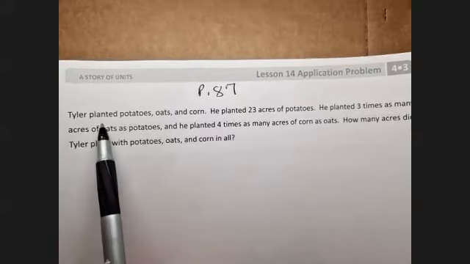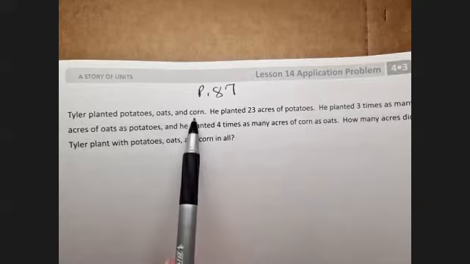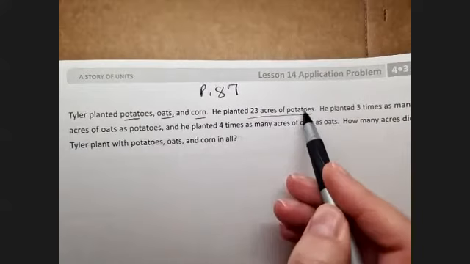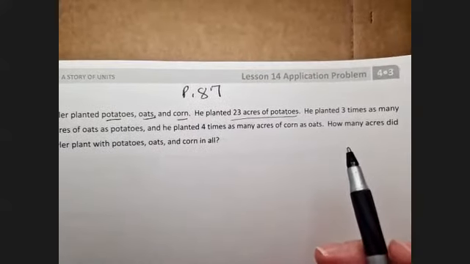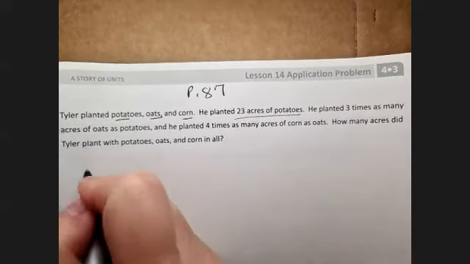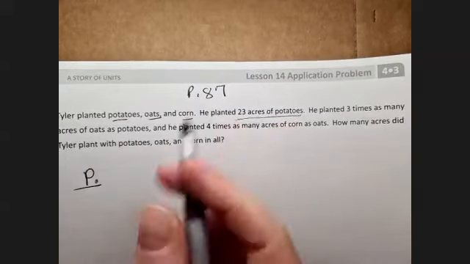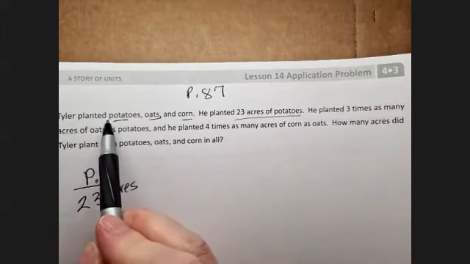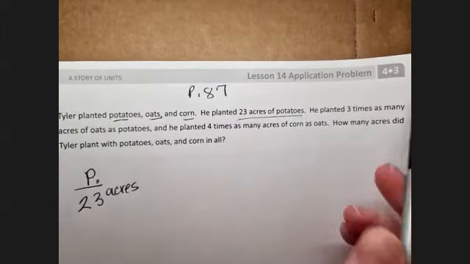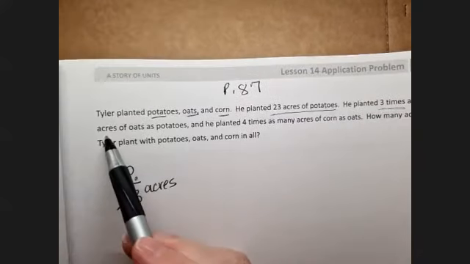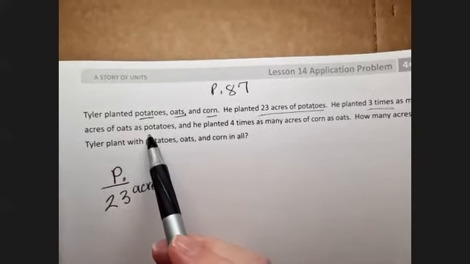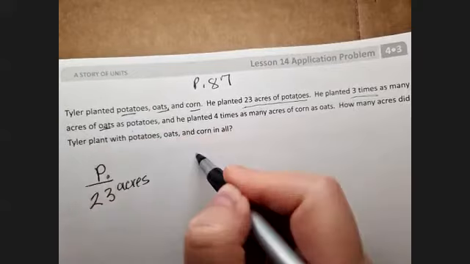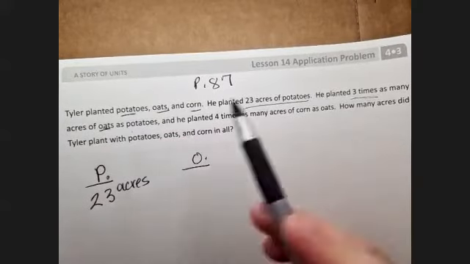So it says, Tyler planted potatoes, oats, and corn. So he's planted 3 items. He planted 23 acres of potatoes. All right, so we actually know how many acres of potatoes he planted. So I'm going to write P for potatoes, and I'm going to write this number, 23 acres. So we know one part of this problem. We know his potatoes. He planted 3 times as many acres of oats as potatoes. So before I move to the next part of the sentence, I noticed that for oats, it's 3 times as much as the potatoes.